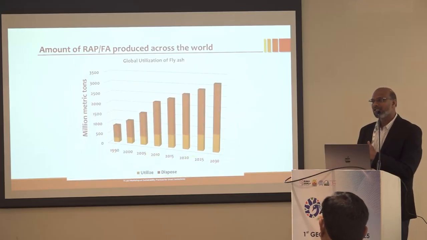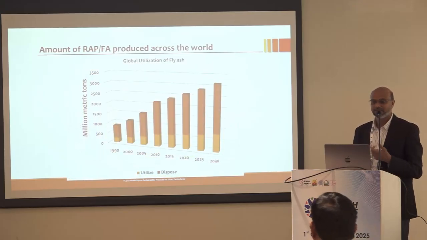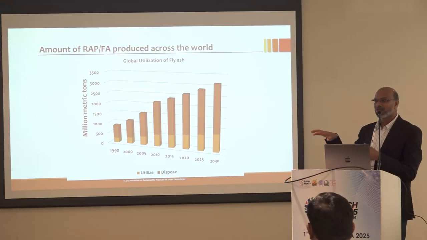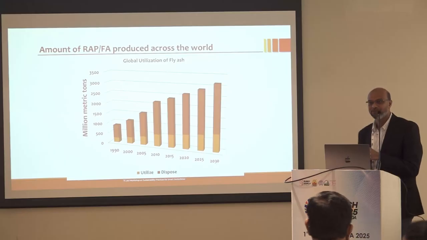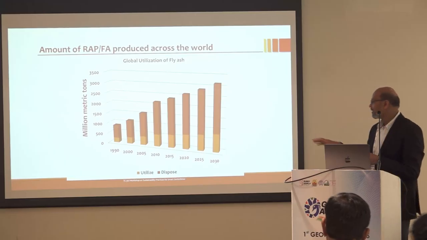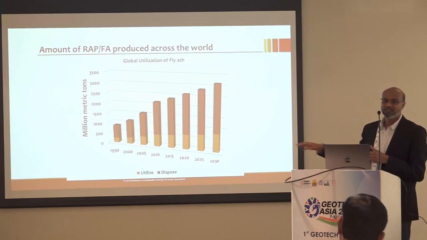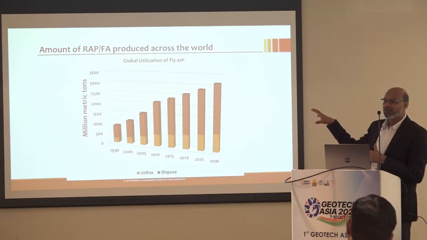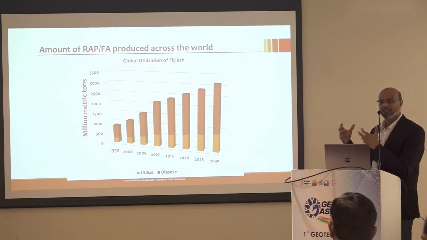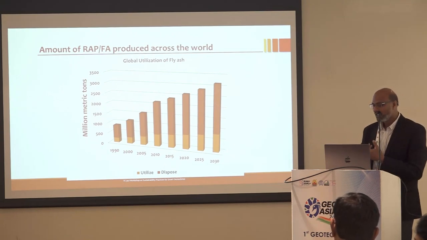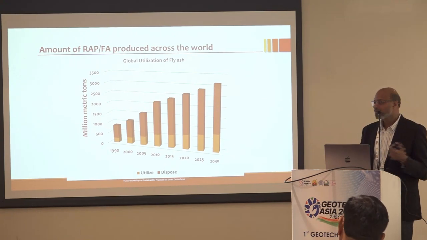On the other side, as I mentioned, fly ash is a waste material, and its production is also increasing in India. At some point, we have to cap it with the Paris Agreement of 1.5 degrees. However, even up to 2030, the utilization is also increasing along with the production. So some 30-40% of the fly ash is going to waste. How do we capture it and reuse it in the industry?